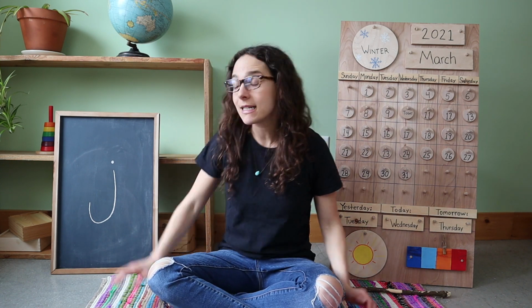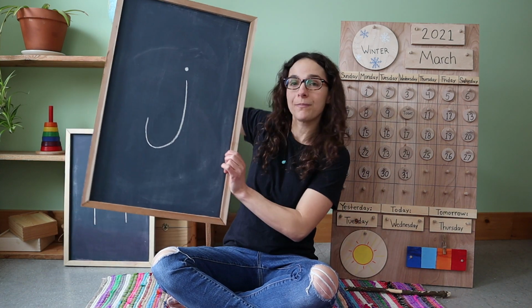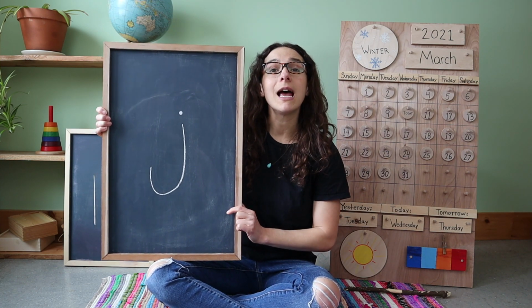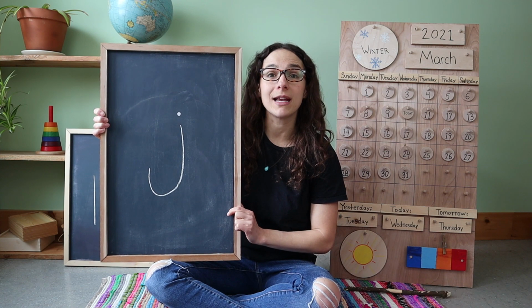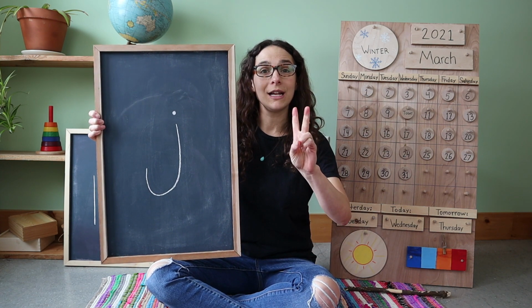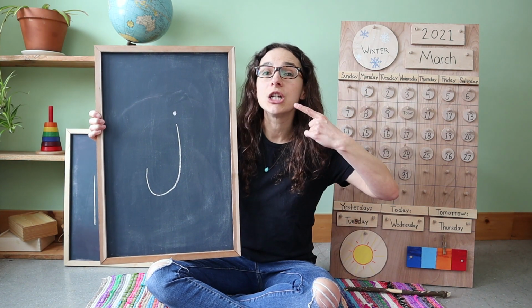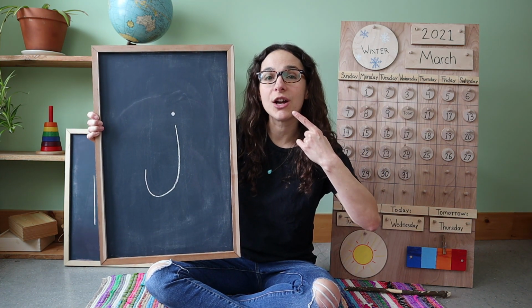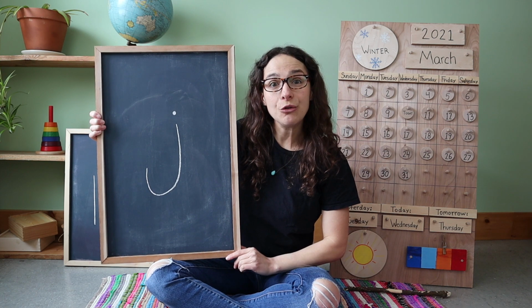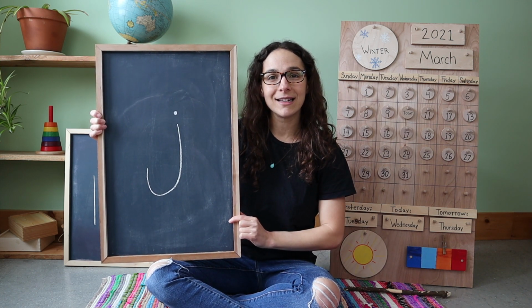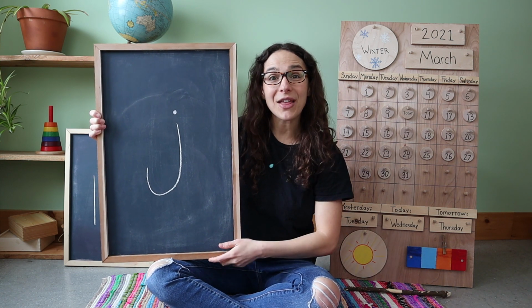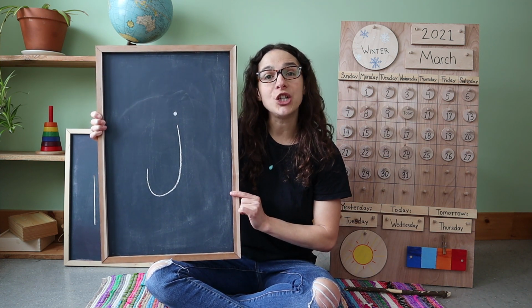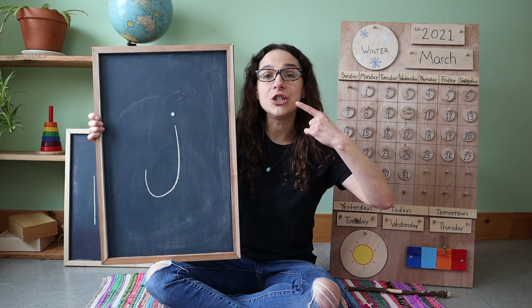Now let's move on to the letter and the number of the week. So this week, we've been talking about this letter. Let's make the sound together on the count of 3. 1, 2, 3. J, J. This letter says J, J. And do you know what letter this is? J, that's right. This is a lowercase j, and J says J, J.